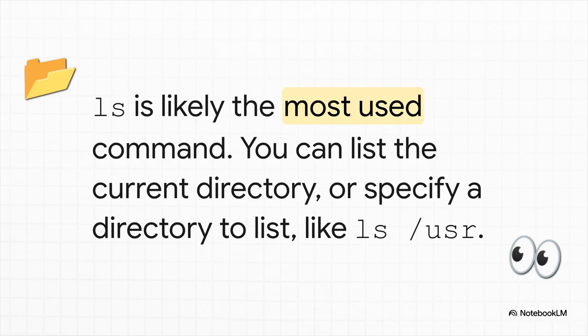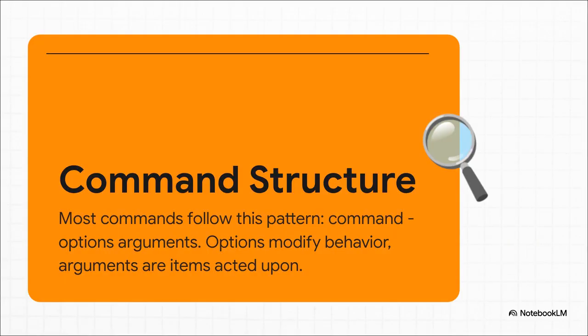But you can also give it a location, what we call an argument, like ls /usr, to take a peek inside a totally different directory, all without leaving your spot. And this brings us to a really, really important idea. Almost every command in Linux follows this simple pattern. You have the command itself, like ls. Then you can add options, usually a little dash and a letter, that change how the command works. And finally, you have arguments, which is just the what or where the command should do its thing.